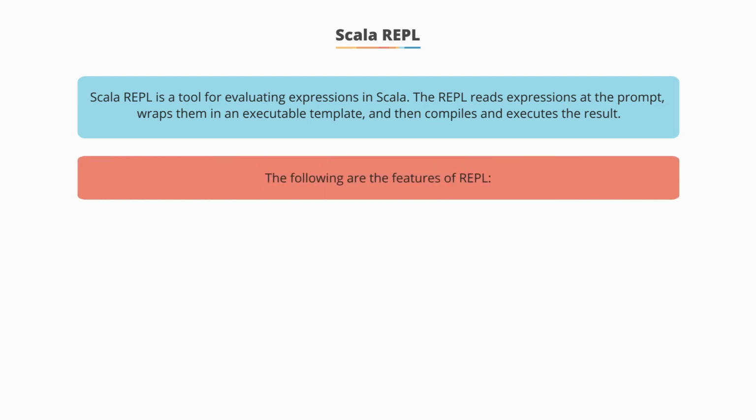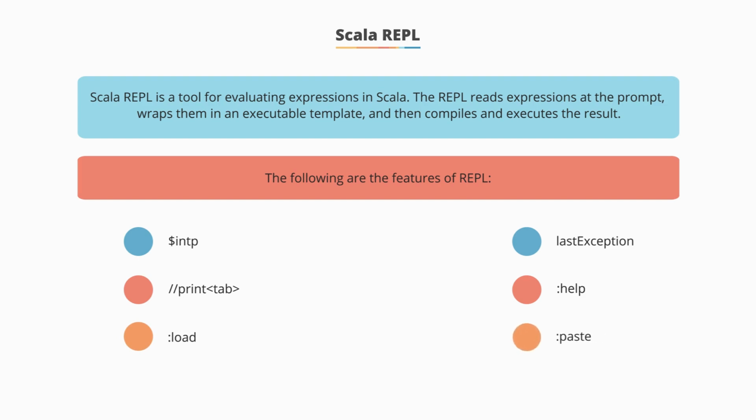Some of the features of REPL include the REPL's IMain, which is bound to $intp. $lastException is bound to the REPL's last exception. //print tab is used to show typed desugarings. :help is used for a list of commands. :load is used to load a file of REPL input. And :paste is used to enter a class and object as companions.